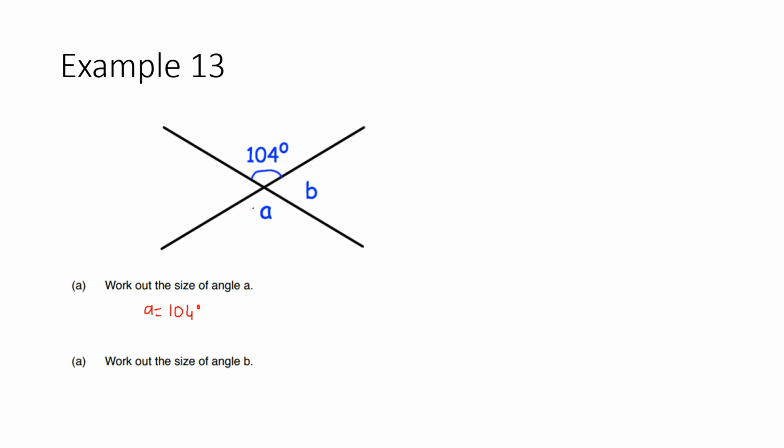This is where the rule of a straight line is equal to 180. So if I draw that there like this, I know that this is B, I know that this is A, and I've already found out that A is 104 degrees. So to find B, I have to do 180 subtract 104 degrees. And when I do that, 180 take away 104 degrees, I get a value of 76 degrees. Therefore, B is equal to 76 degrees.